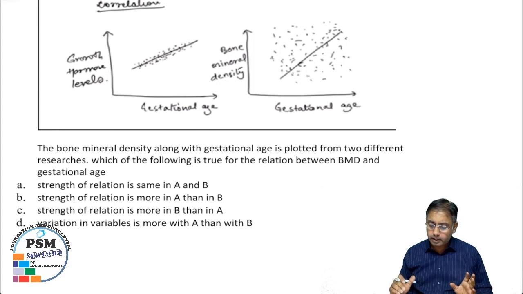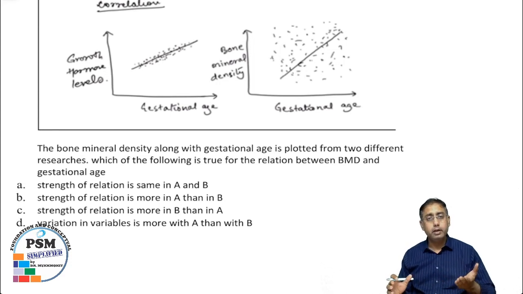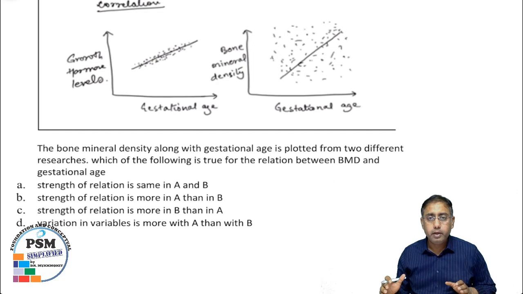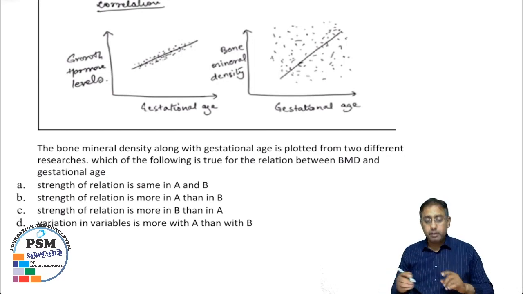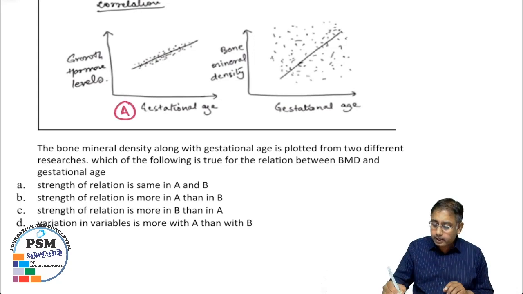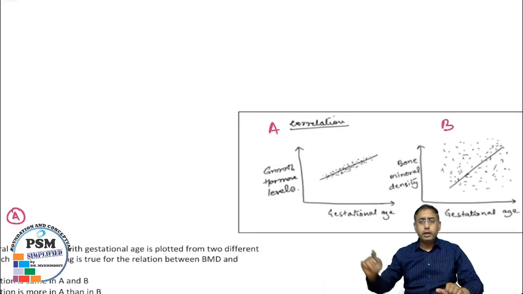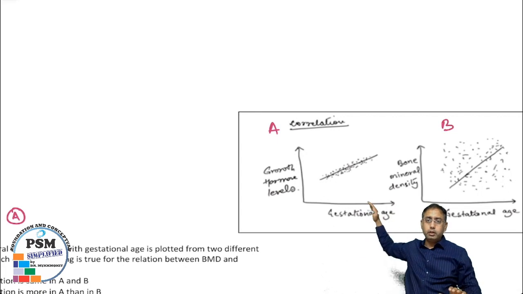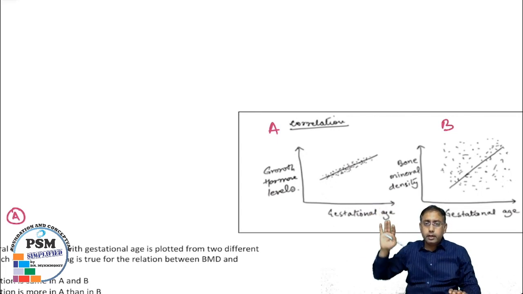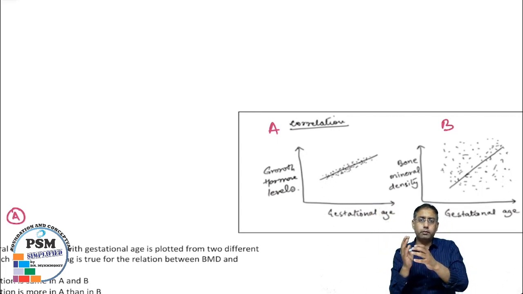The bone mineral density along with gestational age was plotted in two different graphs that were given to you in your exam, and you need to find out which is more strongly associated. Let me call this A and this B. If you look at graph A, you can see the curve is something like this and the values are located just around the curve. That means they are very densely populated.